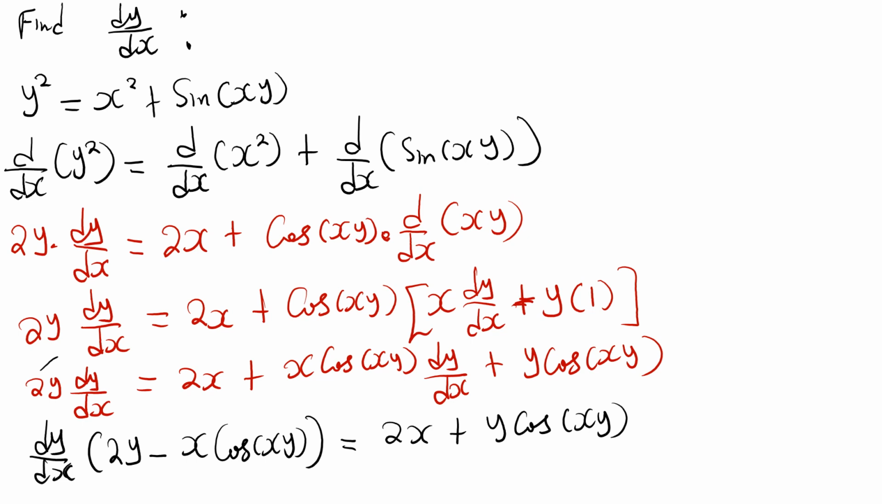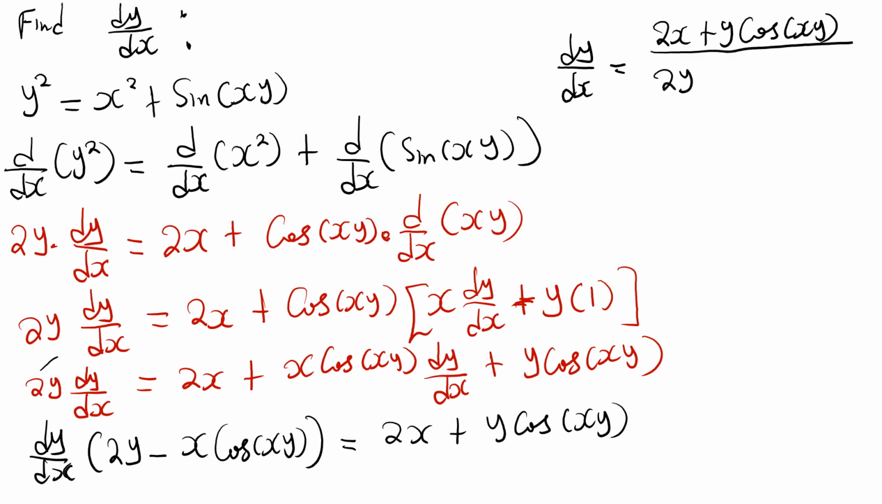Now we are going to divide by everything that is next to dy over dx, and then we'll have our final answer. So dy over dx is going to be 2x plus y cos of xy, all divided by 2y minus x cos of xy. So we are done differentiating this equation.